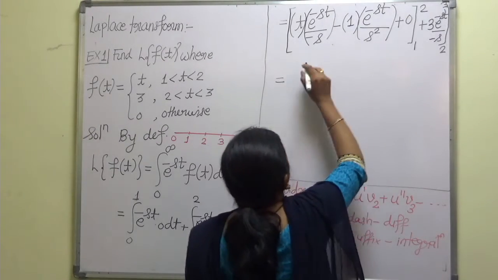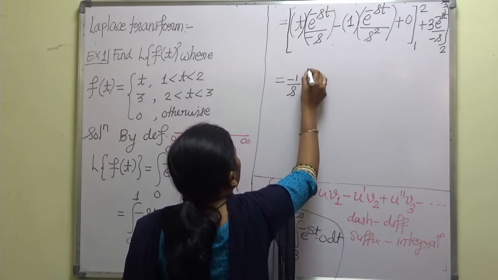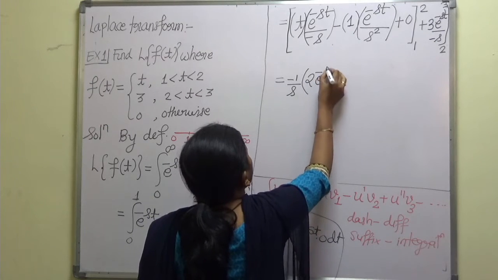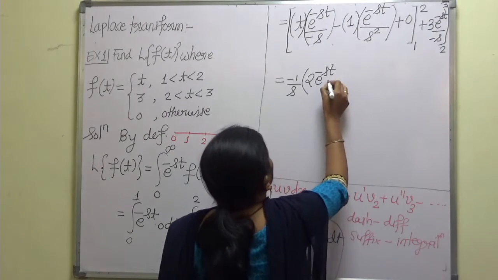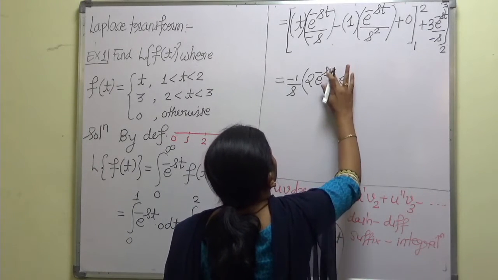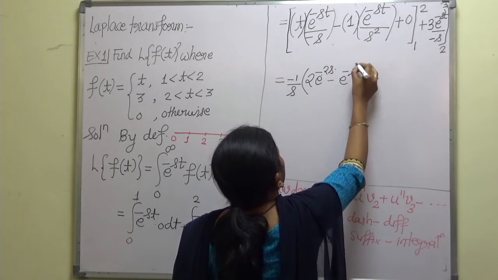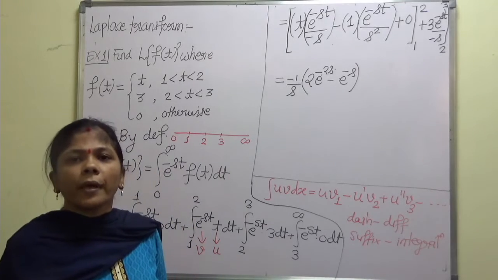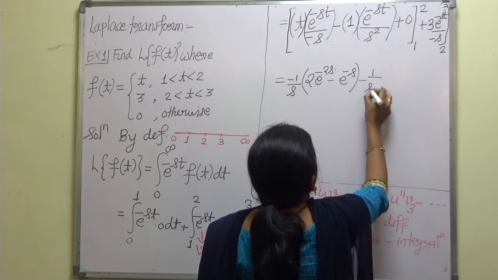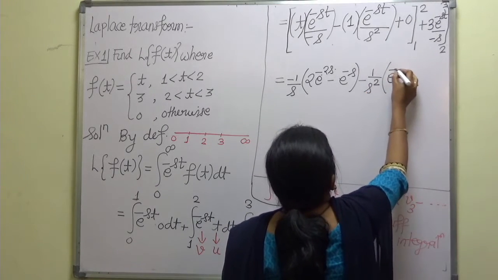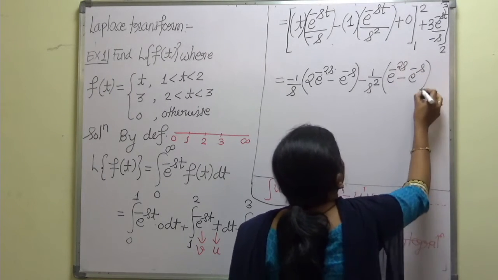Put upper limit 2 for t in place of t. So we have minus 1 by s, then 2 e raised to power minus st by applying the upper limit. Then apply lower limit 1. So we have minus 1 into e raised to power minus s. Put t as 2 and t as 1. Then next, minus 1 by s square outside. Put the upper limit, so e power minus 2s minus e power minus s.